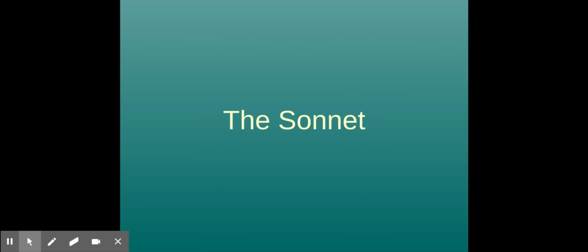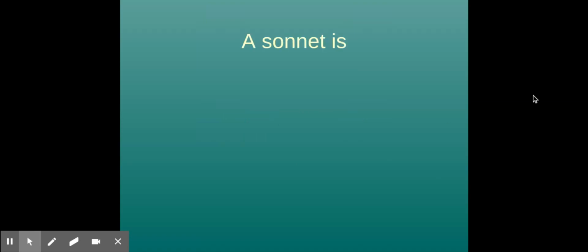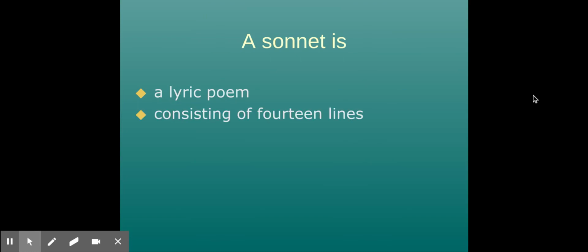All right, so we're on our last type of poem. And this week we're going to be looking at the sonnet. So the sonnet is a lyric poem. It's always 14 lines long. It's written in iambic pentameter.